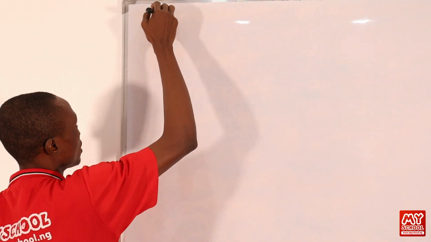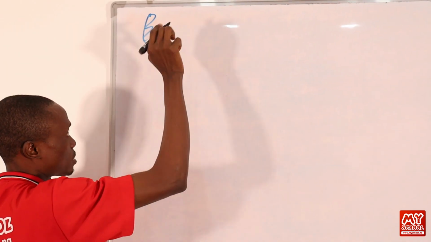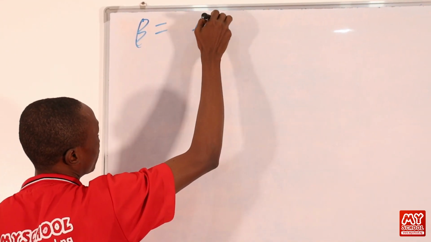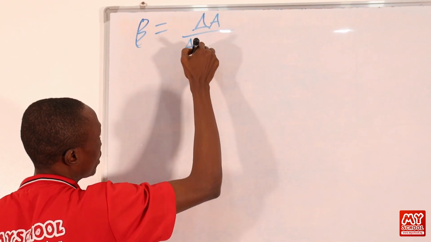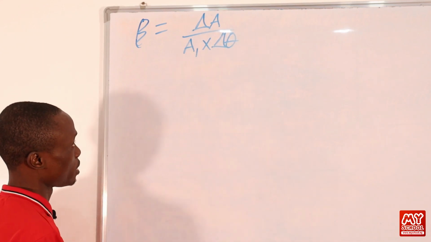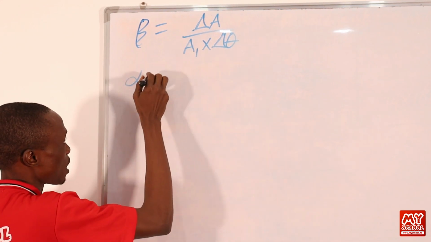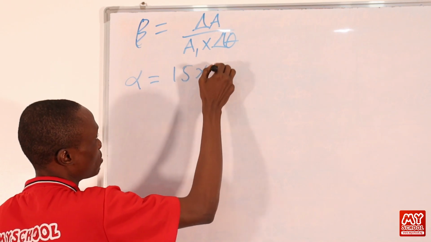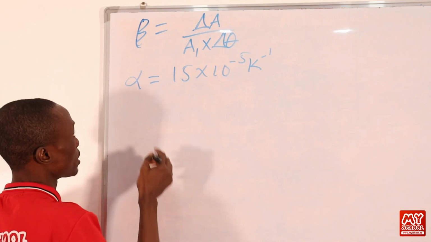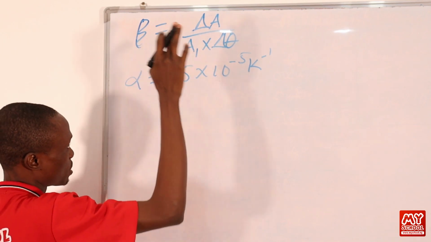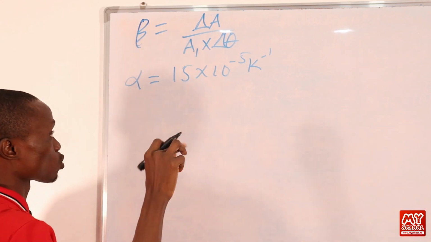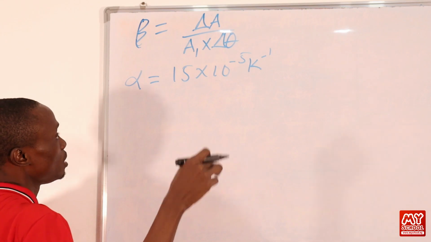Okay, so remember that beta, which stands for area expansivity, is equal to the change in area over the original area, times the change in temperature or temperature rise. But remember, in this question we are given alpha to be 15 times 10 raised to power minus 5 per Kelvin. And the relationship between area expansivity and linear expansivity is that area expansivity is equal to 2 times linear expansivity.